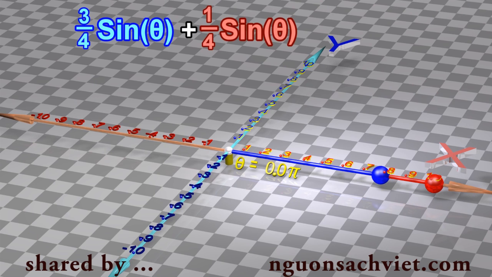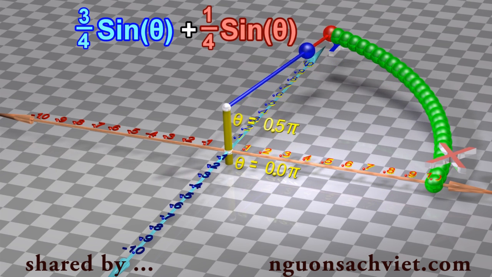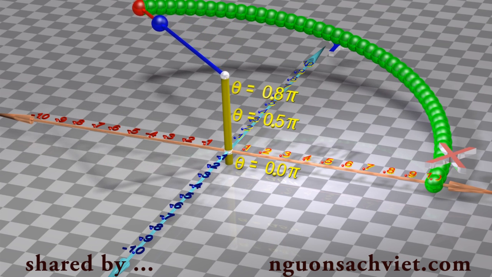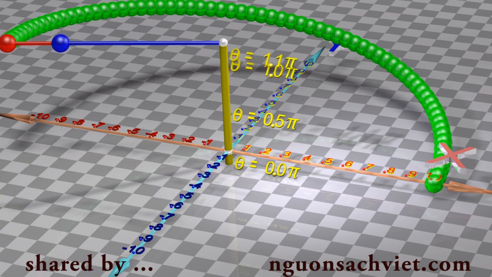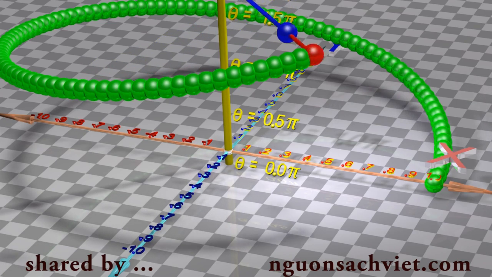Suppose we have two sine waves that are identical except for the fact that they have different amplitudes. If we add these two sine waves together, the result can be represented graphically as shown.